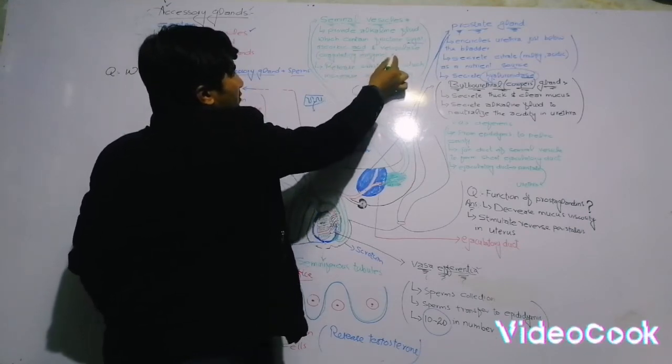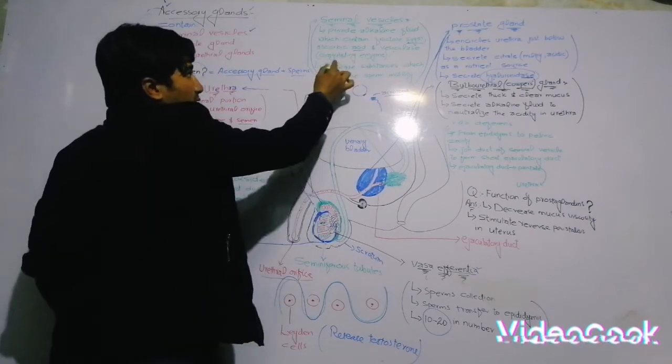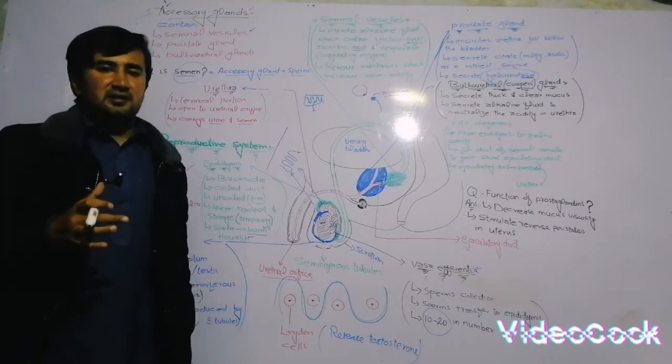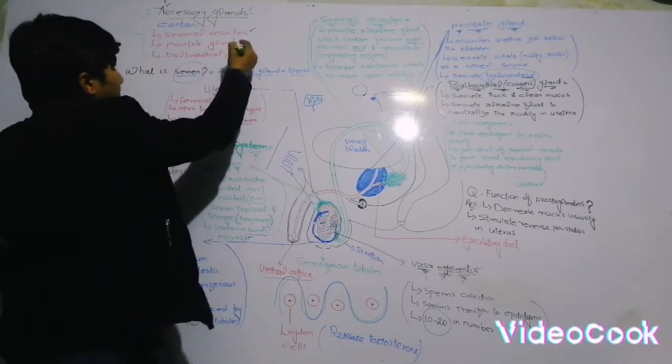The function of the vesiculase enzyme is that it is also called the coagulating enzyme, because it coagulates or aggregates the cells. Okay, this is done by the seminal vesicle.